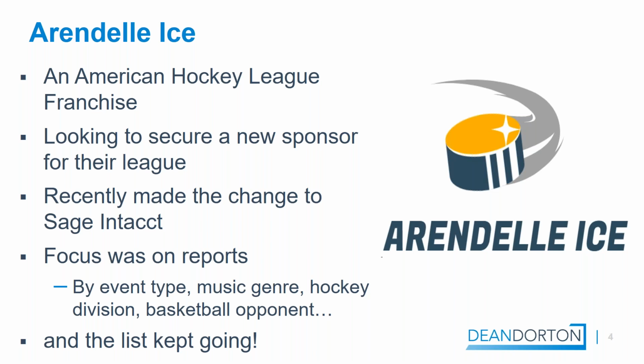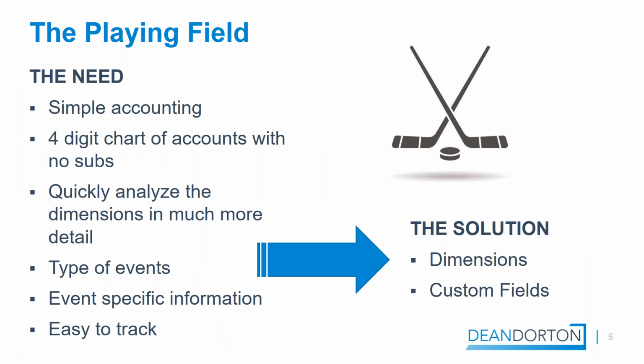So one of the big things that they really wanted to be able to do was to run reports showing profits or losses by event type, by division, by opponent that they were playing, etc. And they kept coming up with all kinds of ways that they needed to slice and dice their data in order to be able to provide those meaningful reports. All right. So they decided to make this change to Intacct, but there were a few things that they had to take into consideration when they looked at those reports.